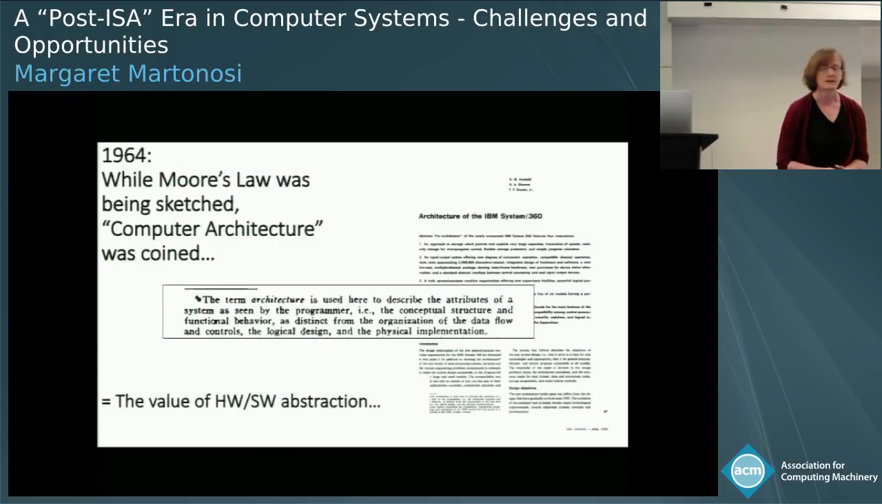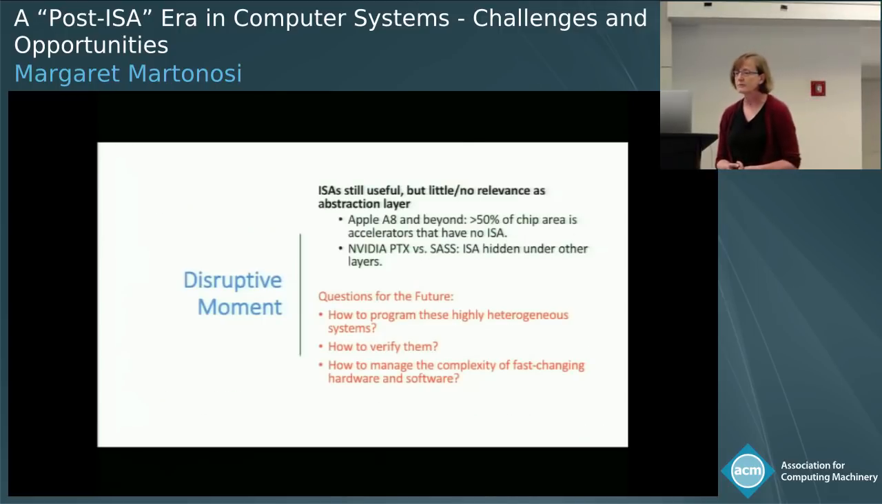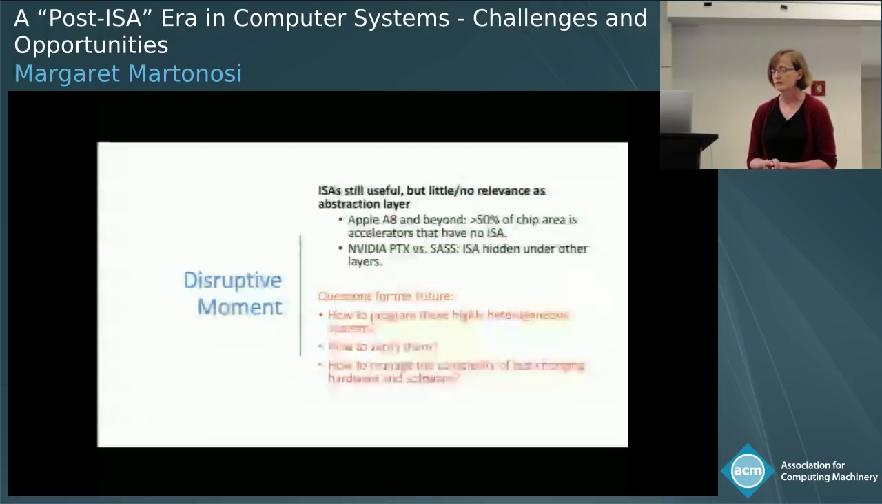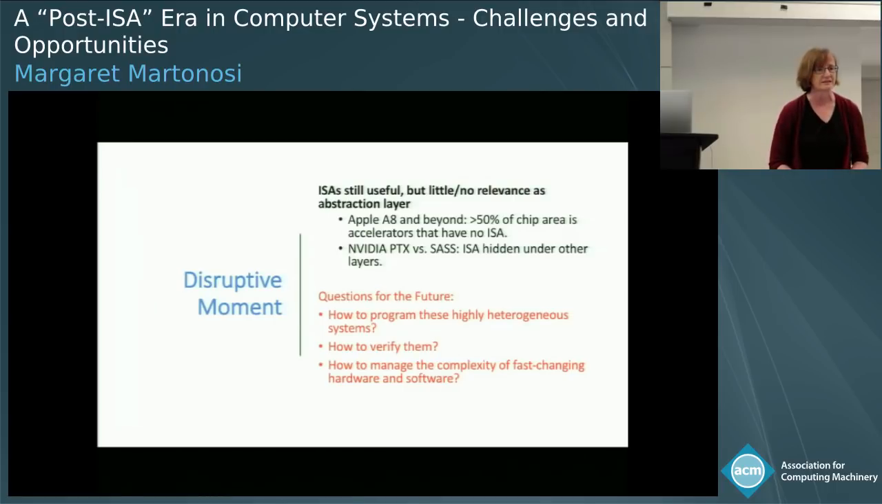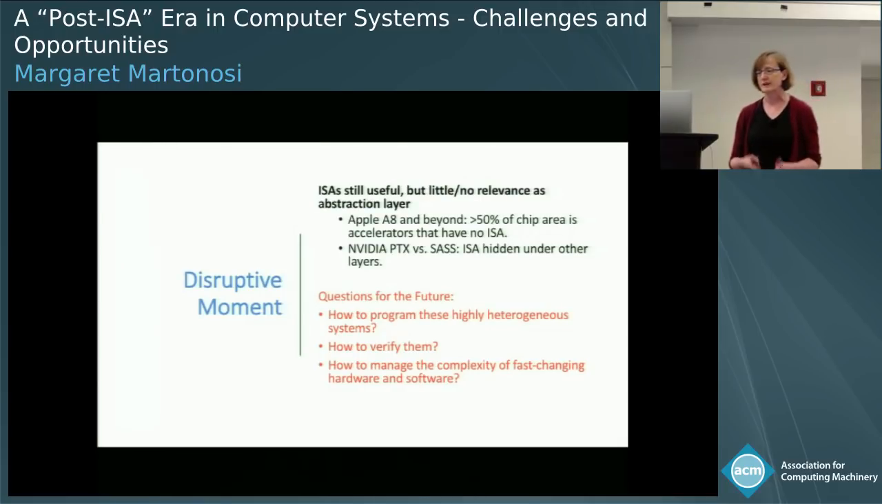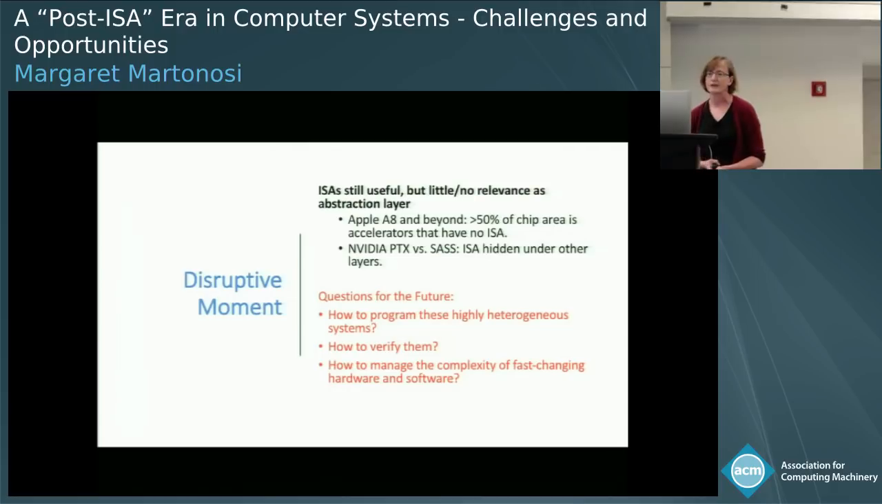It was fun. But I think we're at a fundamentally disruptive moment right now. So instruction set architectures, obviously we still have a lot of x86 code in the world. We still have a lot of code that's compiled for different ISAs. They are still useful. I'm not saying they will go away fundamentally, but they are offering less and less relevance for us as a durable, long-term abstraction layer.